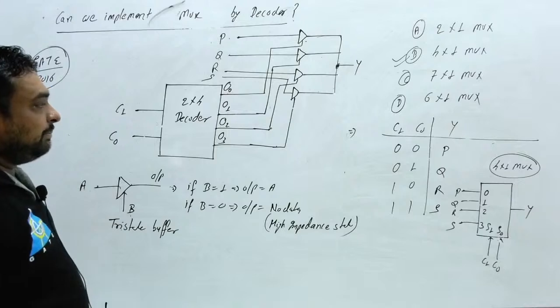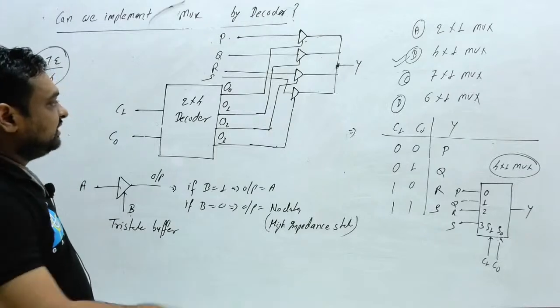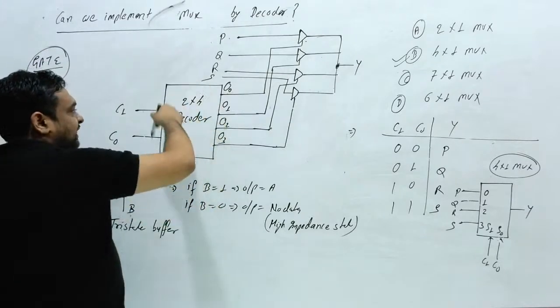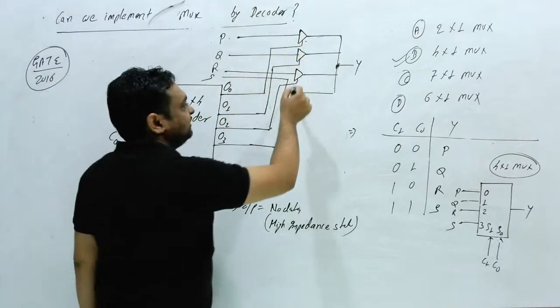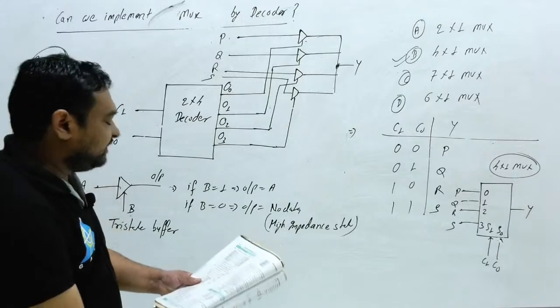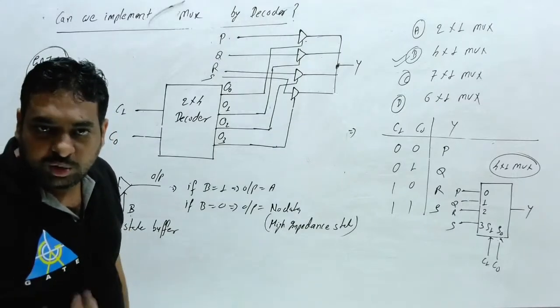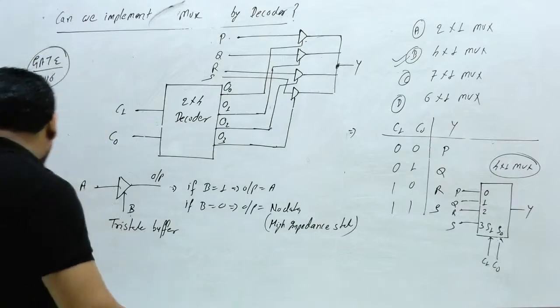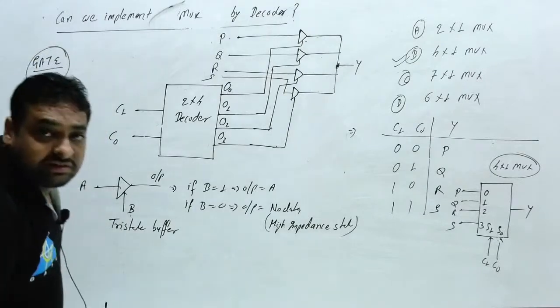You are going to implement a multiplexer by using a decoder. Only a decoder and 4 tri-state buffers are required. You can implement a 2 cross 4 decoder to 4 cross 1 multiplexer. Clear this thing? I hope this thing is clear to all of you.